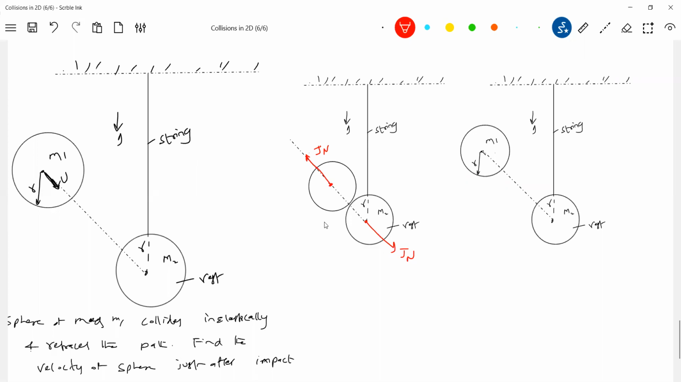Now he himself is telling that it will rebound. Sphere 1 will retrace its path, so I'll call it V1. How will sphere 2 move? This angle theta is given for us.